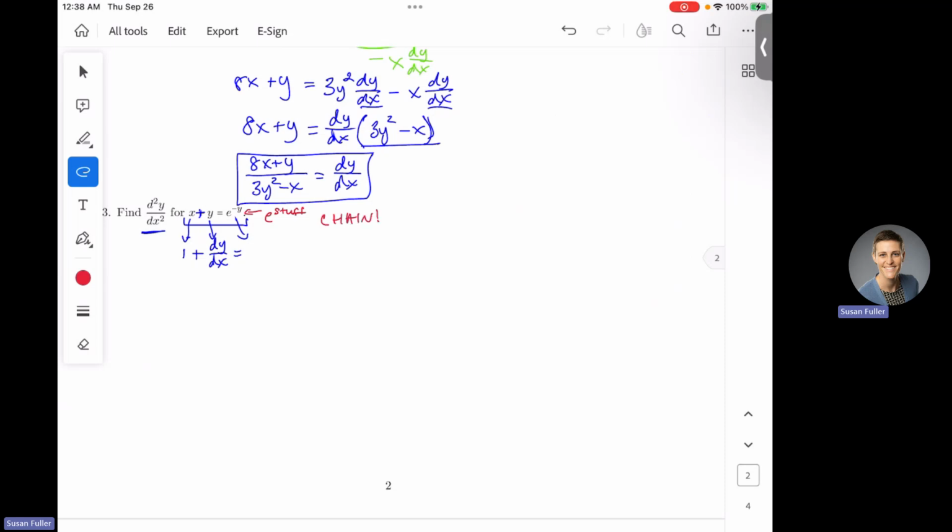So we're not going to panic. We're going to do the chain rule. We're going to say, what's our outside function? We're going to call that f. We're going to say, what's our inside function? And we're going to call that g. And we're just going to do our chain rule.